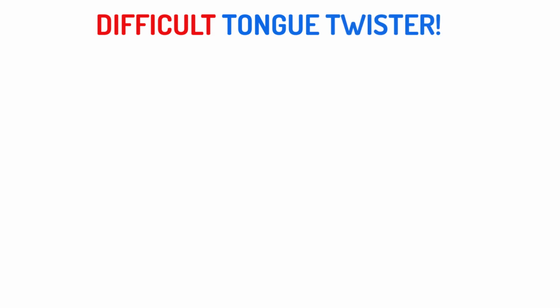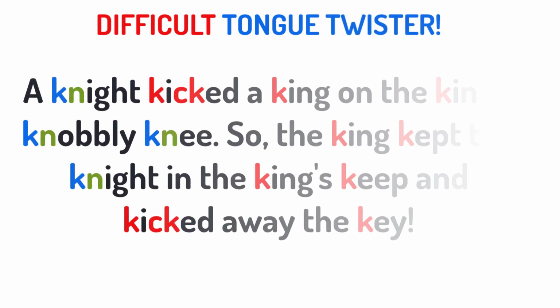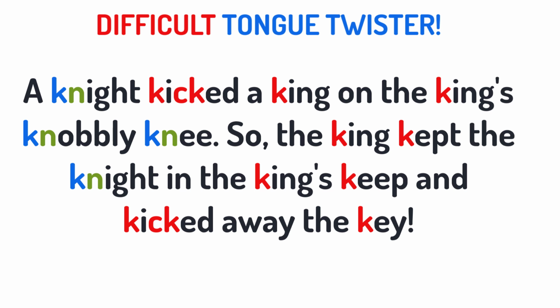Look on your screen now and you'll see a really long sentence with lots of silent Ks and lots of K sounds, okay? So, practice with me. A knight kicked a king on the king's knobbly knee. So the king kept the knight in the king's keep and kicked away the key.